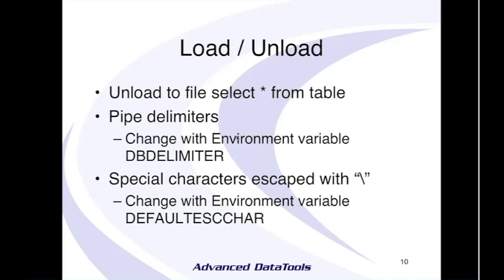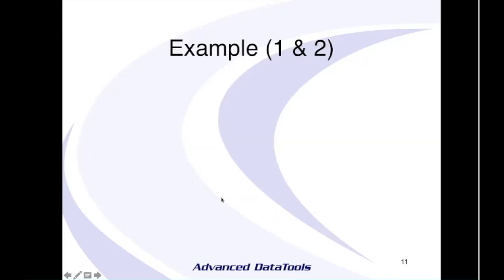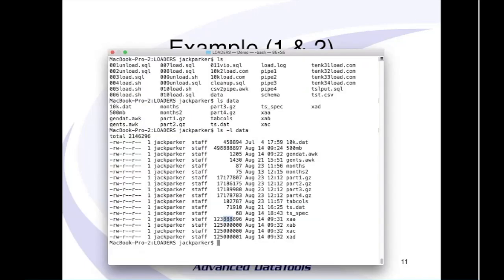If you have a backslash, you'll see a backslash in front of it. If there's a pipe character in your data, you'll see a backslash in front of that. Again, that's something you can set by changing the default escape character. So let's have an example. If I can find one.